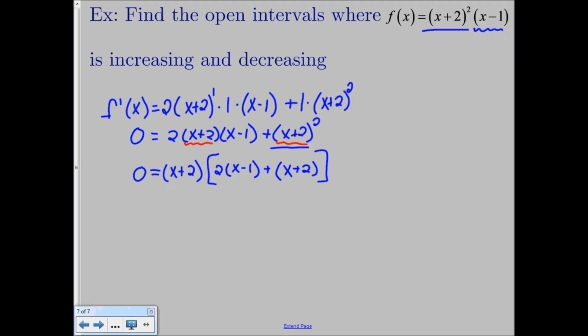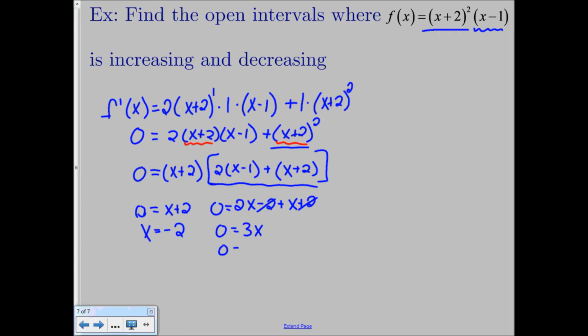And now it's a lot easier for us to simplify. So I can split this up as 0 = x + 2, and 0 = everything inside the brackets, which I can distribute to get 2x − 2 + x + 2. Over here, if I move that 2 over to the left-hand side, I get x = −2. Here, if I simplify my like terms, my −2 and my positive 2 will go away. I get 0 = 3x, or 0 = x.